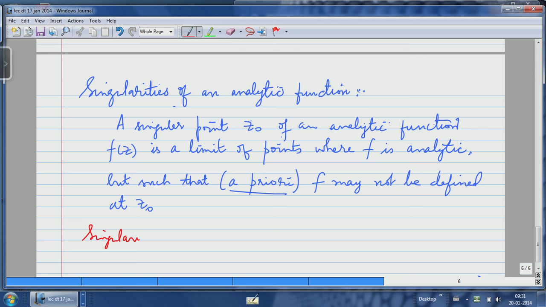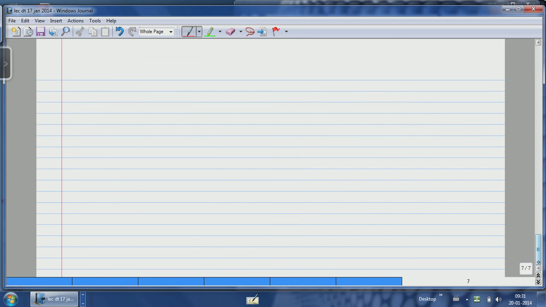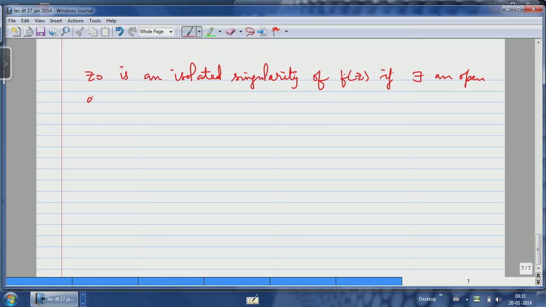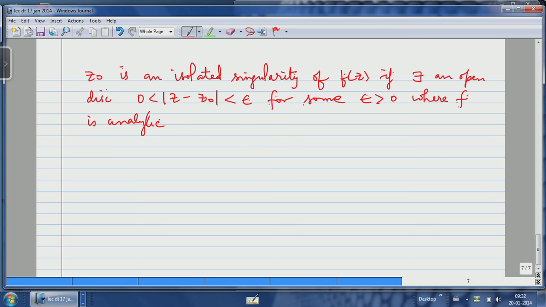Singularities are of two types, isolated and non-isolated, so let me write that down. z naught is an isolated singularity of f of z if there exists an open disk 0 less than mod z minus z naught less than epsilon, for some epsilon greater than 0, where f is analytic. This is just another way of saying that there is a small neighborhood around z naught where the function f is analytic, okay.